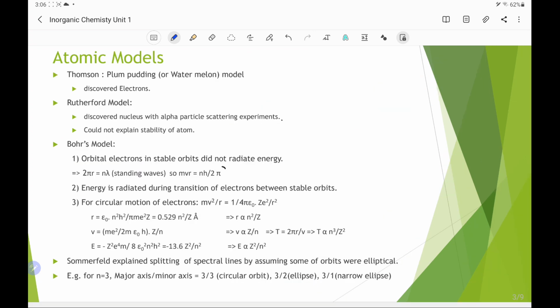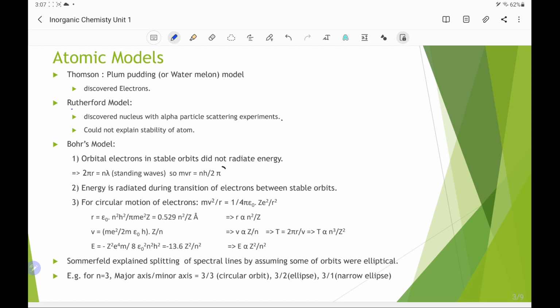Different atomic models for the atom are: number 1, the Thomson model. It is also called the plum pudding or the watermelon model. In this, the total mass and the positive charge are supposed to be scattered all over its volume, and electrons are existing in this volume. But this model fails to explain the spectra as well as the stability of the atom.